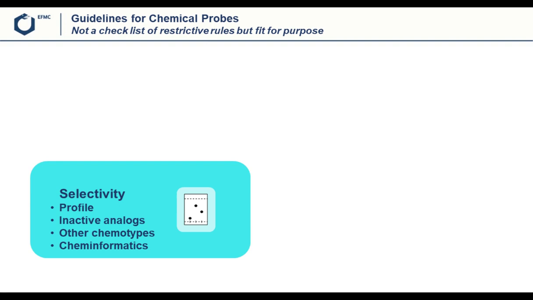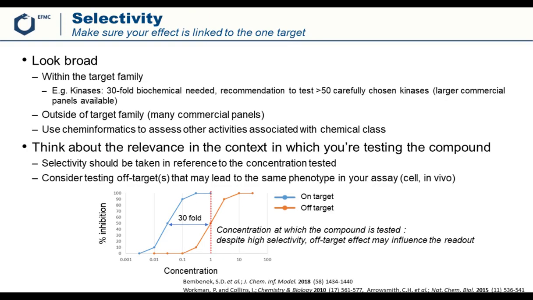Okay, let's move on now to the second bucket of guidelines around selectivity. So the whole point around measuring selectivity is to make sure that the effect you're seeing in your assay is linked to the one target that you're studying and not to another target. The other thing to think about is to look broad. First, within the target family, if you're studying a GPCR, test your compound on other GPCRs. If you're studying a kinase, test it on other kinases.